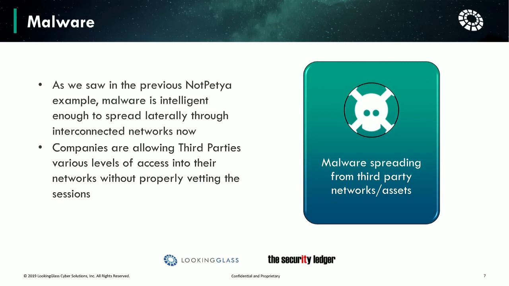Paul really took us down to the individual level. In this case, I'm going to take us back up to that 10,000-foot view and talk about why our third parties are a risk for malware spread. So we saw in the previous NotPetya example, malware is being built more intelligently, and it's being built in such a way that it can spread laterally through how interconnected our networks are.